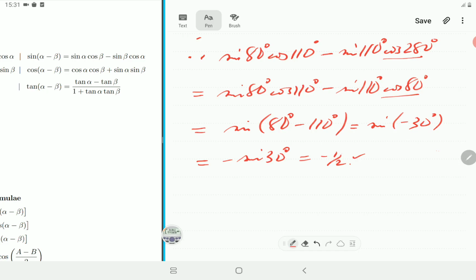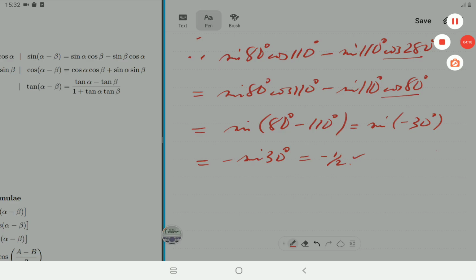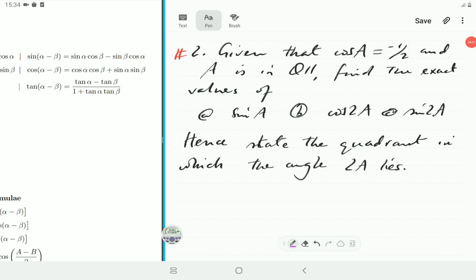Right, we're now going to go to the second example. In this example, we are given that cosine A is equal to negative 1/2, and that the angle A is in the second quadrant. We want to find the exact value of sine A, cosine 2A, and sine 2A. And then from that, we want to state the quadrant in which the angle 2A is going to be found.